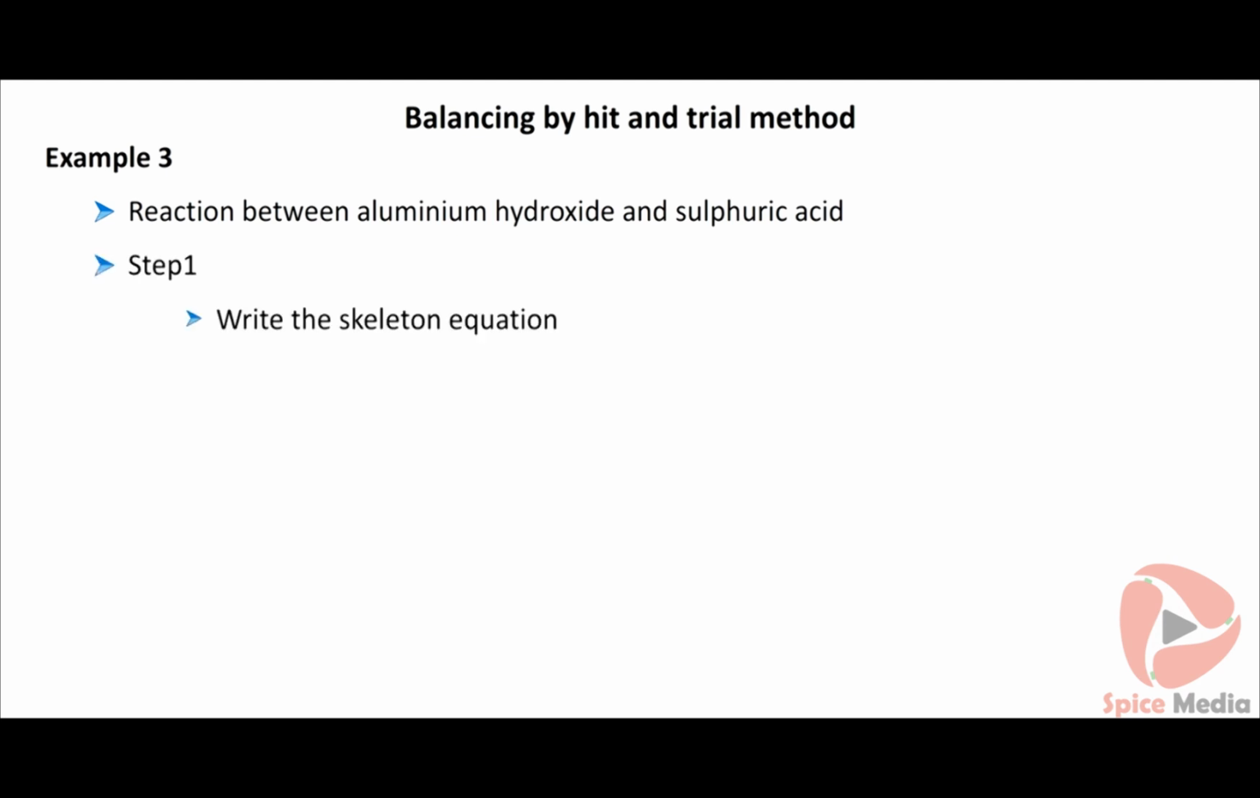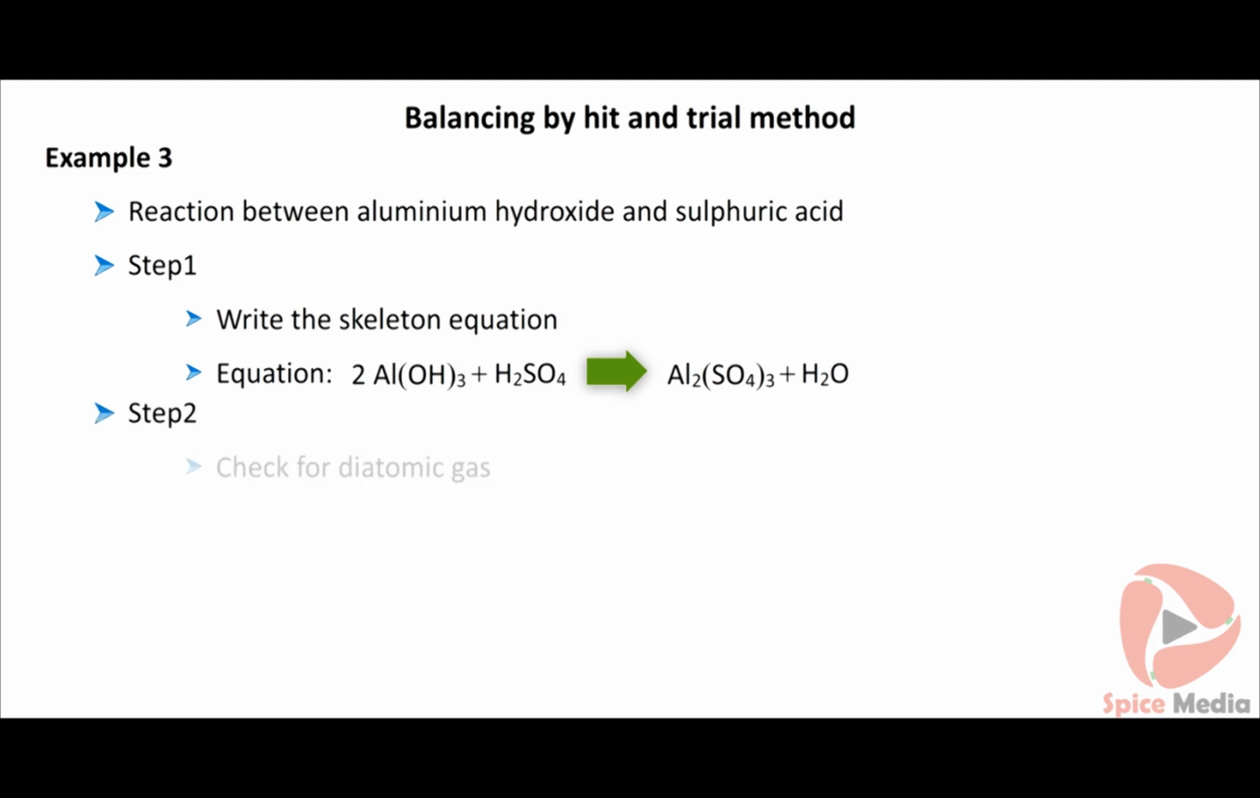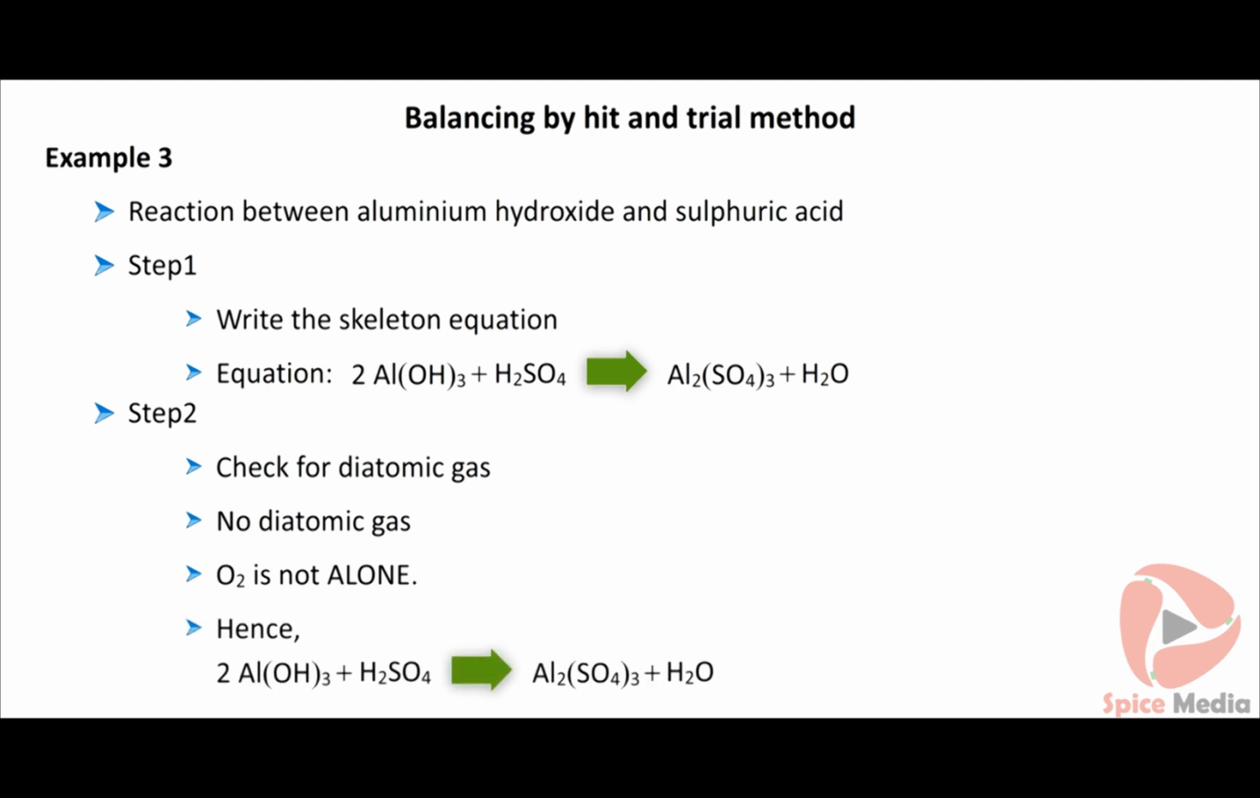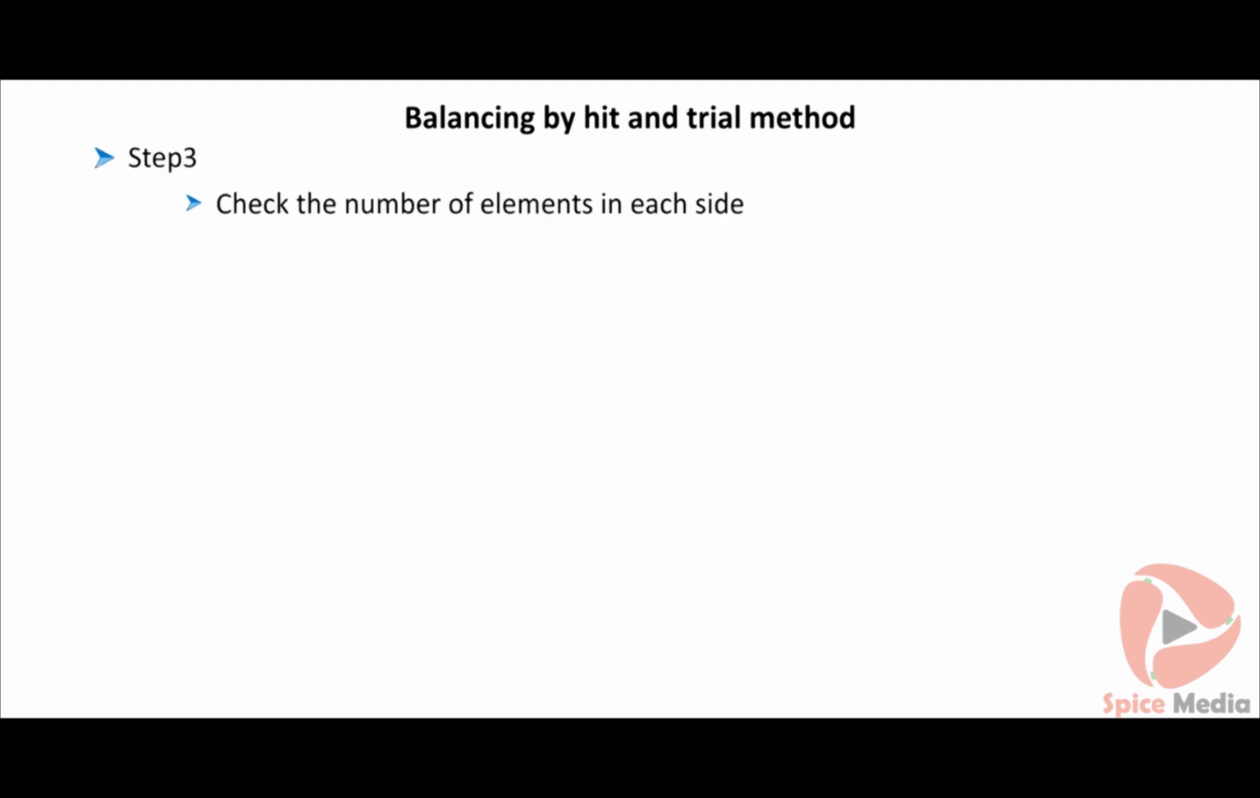Solution, step 1, write the skeleton equation. Equation: Al(OH)3 plus H2SO4 gives Al2(SO4)3 plus H2O. Step 2, check for diatomic gas, no diatomic gas. O2 is not alone. Hence, Al(OH)3 plus H2SO4 gives Al2(SO4)3 plus H2O. Step 3. Check the number of elements in each side. Reactants: Al1, S1, O7, H5. Products: Al2, S3, O13, H2.